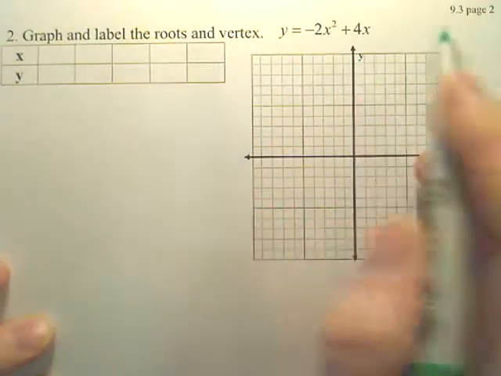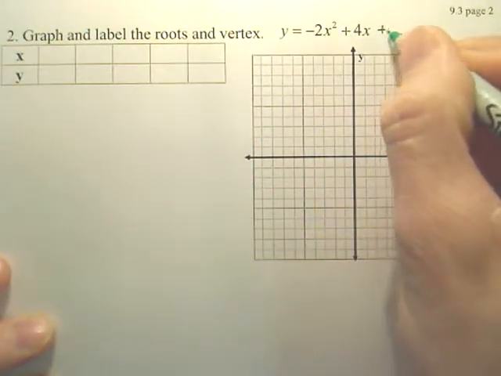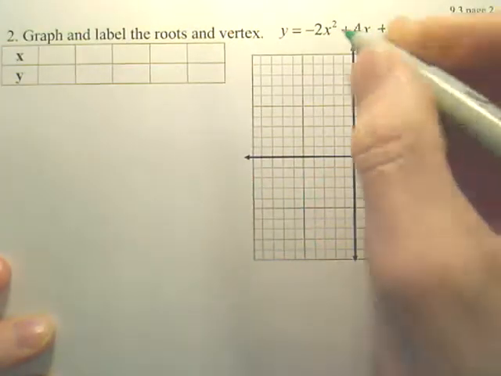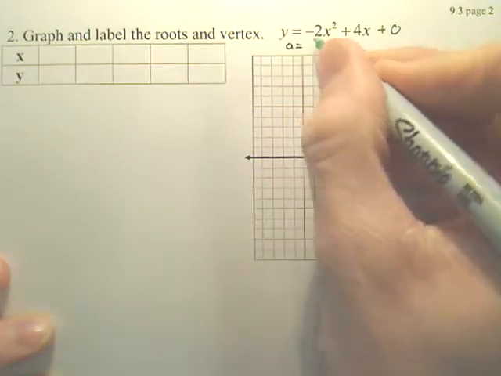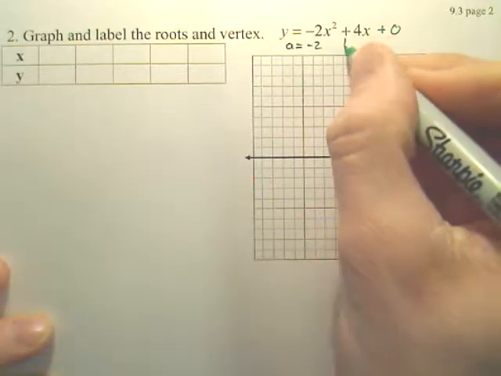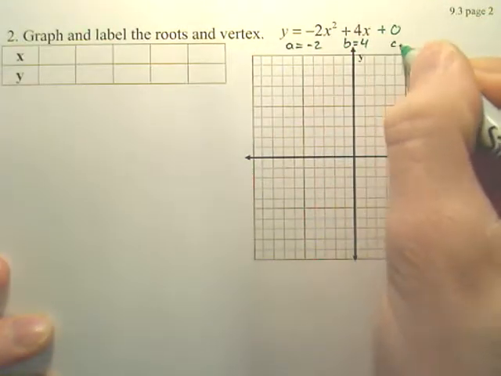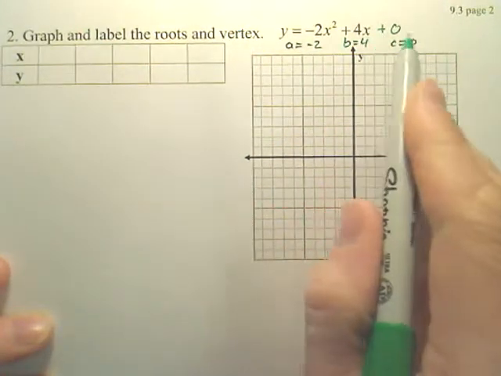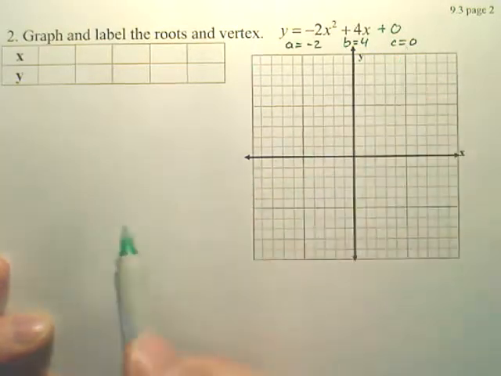Let's graph this equation. First of all, we need to add 0 plus c. Your a value is -2, your b value is 4, and your c value is 0. You don't really have to add that, but just so we know our ABCs.